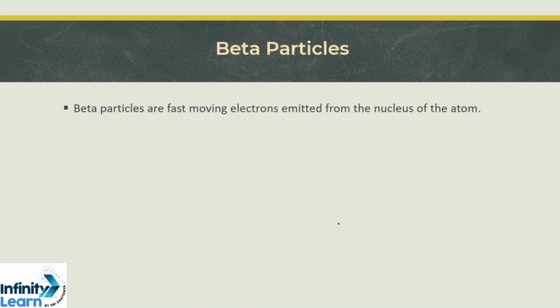Now let us check out beta particles. So beta particles are nothing but fast moving electrons emitted from the nucleus of the atom. These are not the electrons which are orbiting the nucleus. They come out from the nucleus. How? We'll see that.